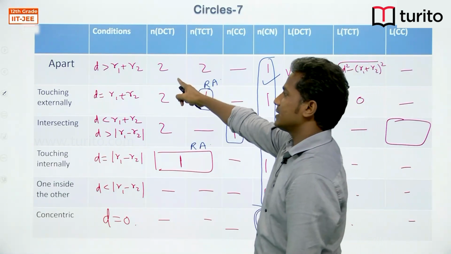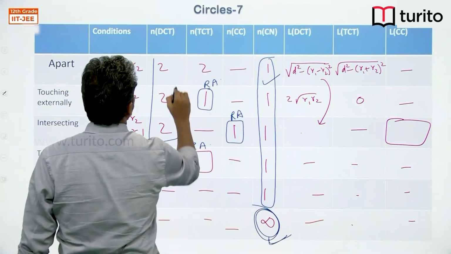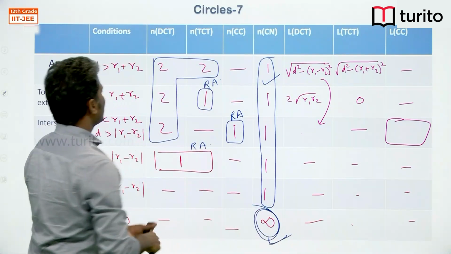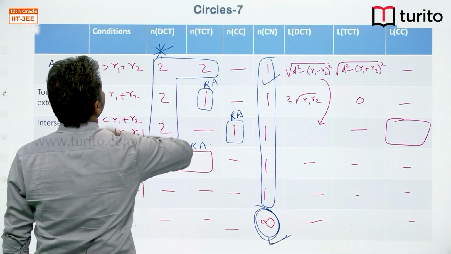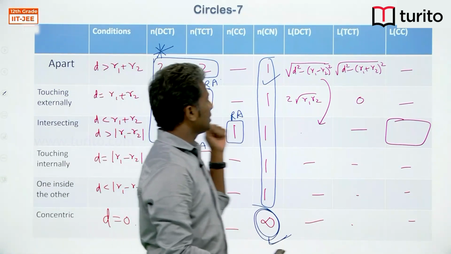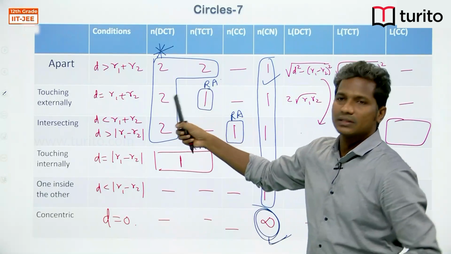But the cases where there are two common tangents, we need to have one standard method to calculate these common tangents. So let's name this as a star mark, okay, and we'll calculate it. We'll understand and develop a method for this star separately.